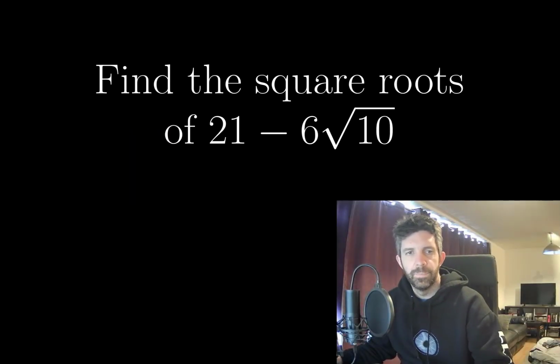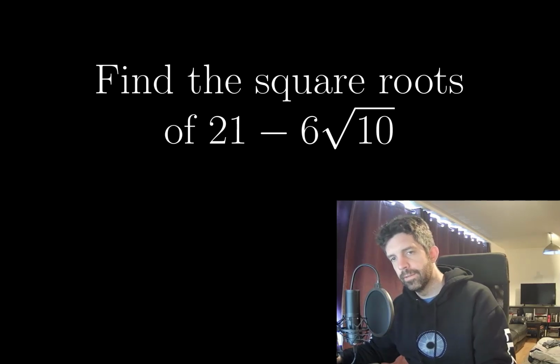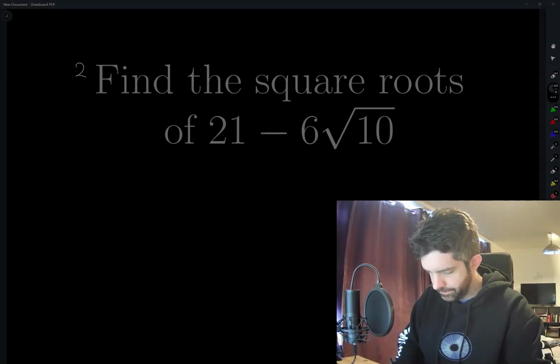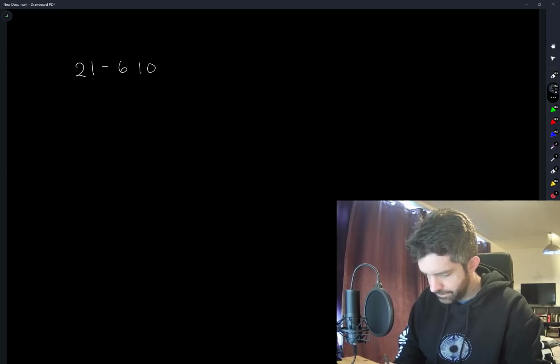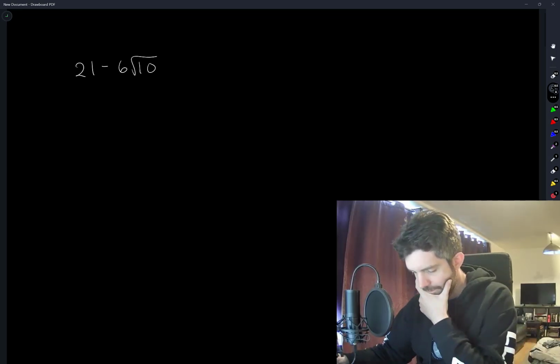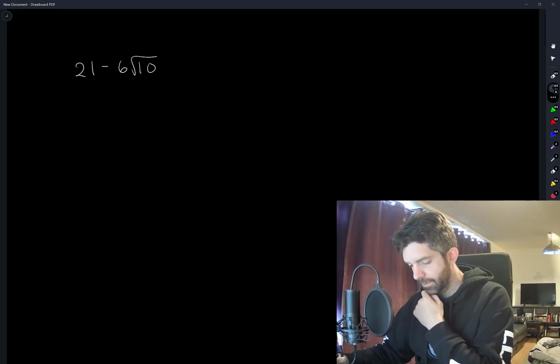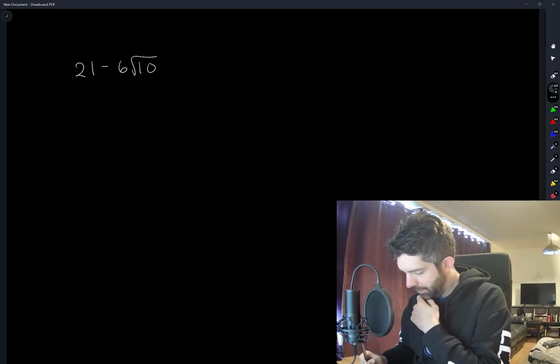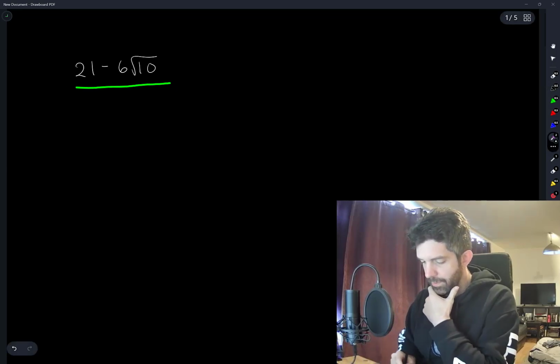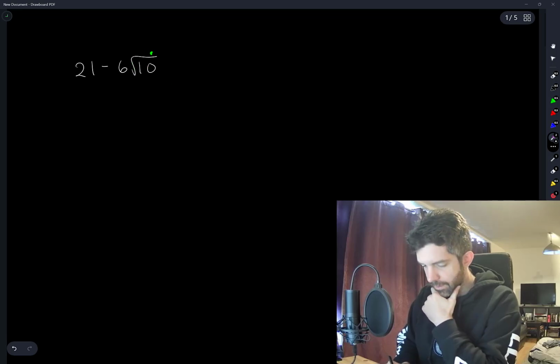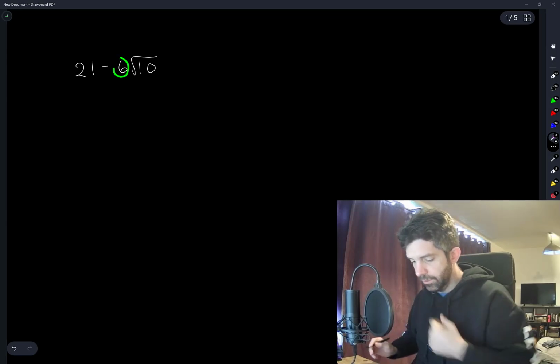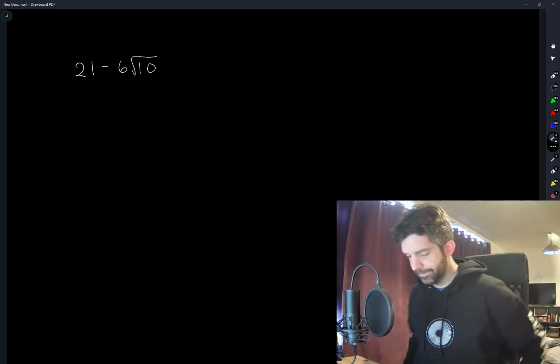Today's problem was submitted by a viewer, and it says, find the square roots of 21 minus 6 root 10. Okay. Well, I'm pretty sure this is a positive number, right? The square root of 10 is only slightly greater than 3, and so multiplied by 6, we expect it to be slightly greater than 18.